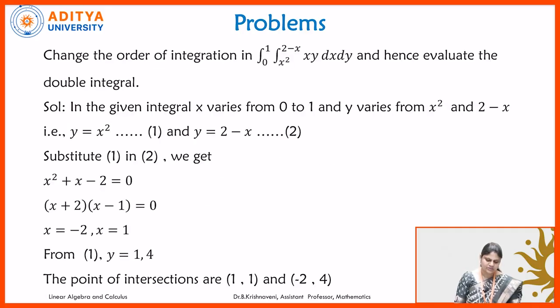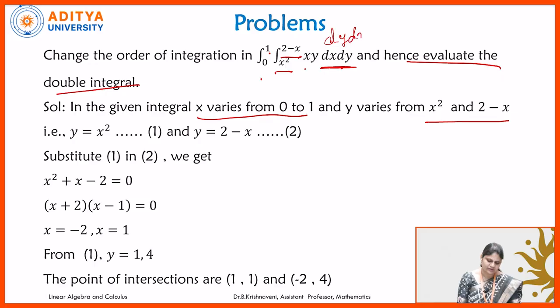Now the next question is, change the order of integration in the integral 0 to 1, integral x square to 2 minus x, xy dx dy, and hence evaluate the double integration. So here again the limits are in terms of x, meaning those are y limits. The next limits are constants, which are x limits. Actually the order of integration is not proper in the given question. The correct order is dy dx. So since the order is dy dx in the question, we need to change the order to dx dy.